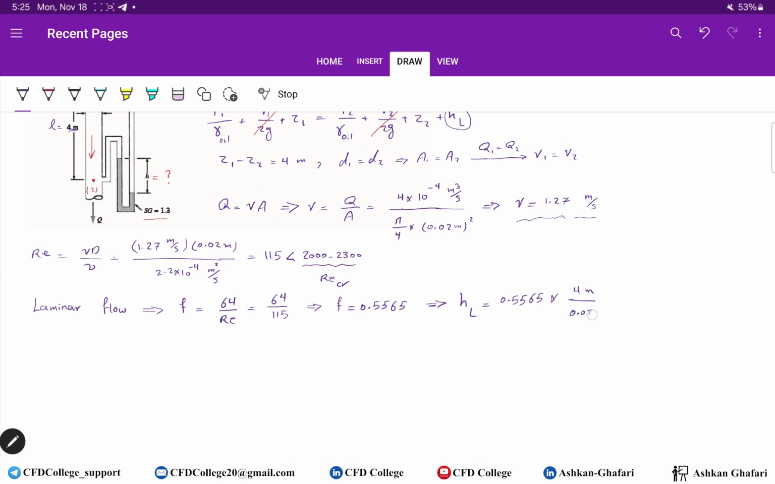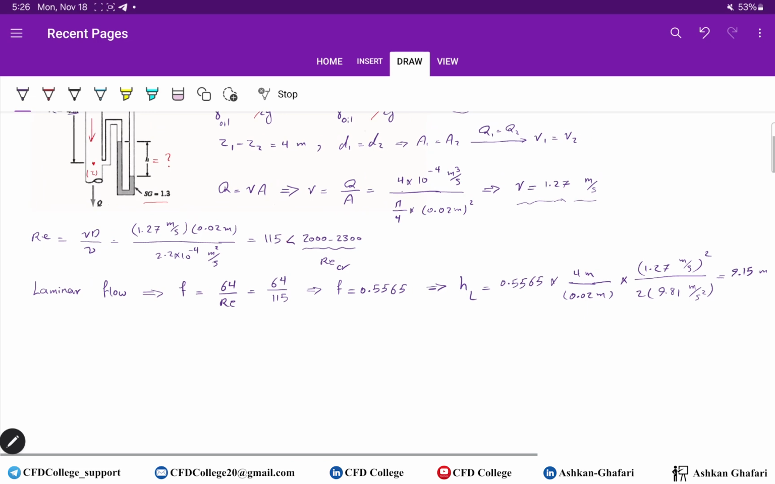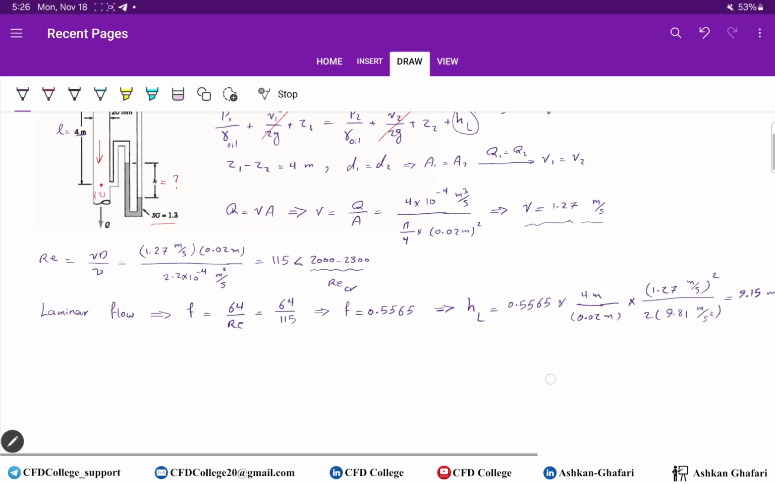Diameter is 0.02 meters. V squared, 1.27 meters per second squared, over 2g, 2 times 9.81 meters per second squared. So HL equals 9.15 meters. Now we can use the energy equation.